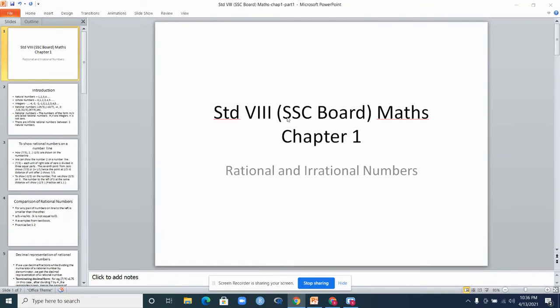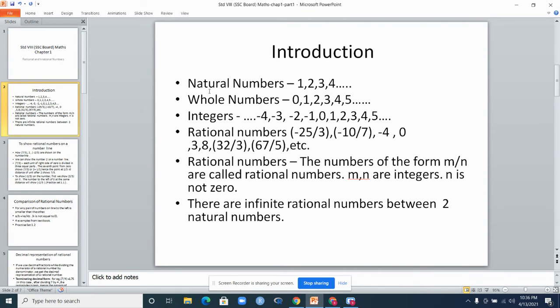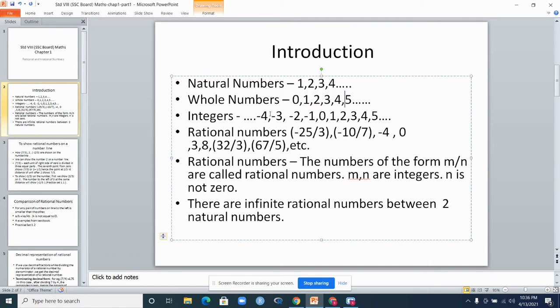We are going to see 8th standard mathematics, chapter 1, rational and irrational numbers. So we have to start with the introduction. First are the natural numbers 1, 2, 3, 4, and so on. The whole numbers are 0. If you include 0 in natural numbers, it becomes whole numbers: 0, 1, 2, 3, 4, 5.